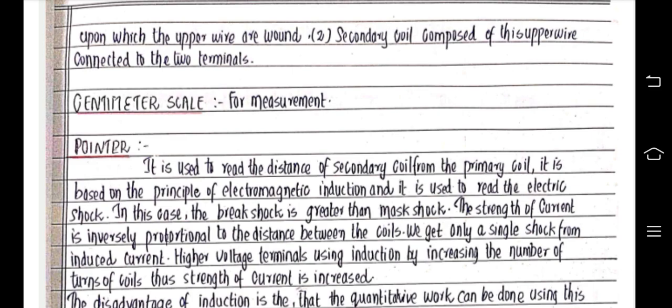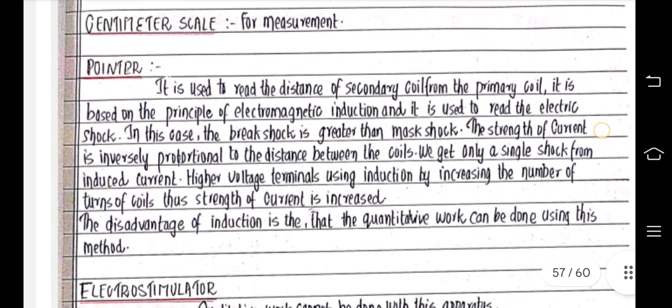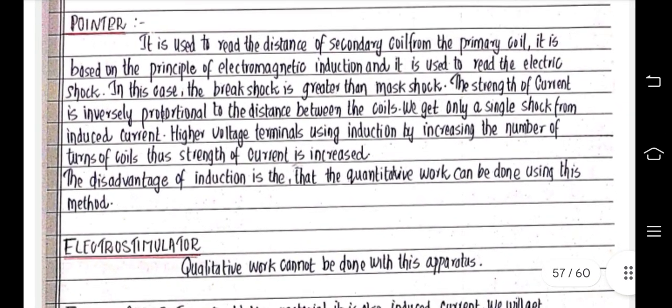It is based on the principle of electromagnetic induction and it is used to produce the electric shock. In this case, the break shock is greater than make shock. The strength of current is inversely proportional to the distance between the coils. We get only a single shock from induced current. Using higher voltage terminals, by increasing the number of turns of the coil, the strength of current is increased. The disadvantage of induction is that quantitative work cannot be done using this method.